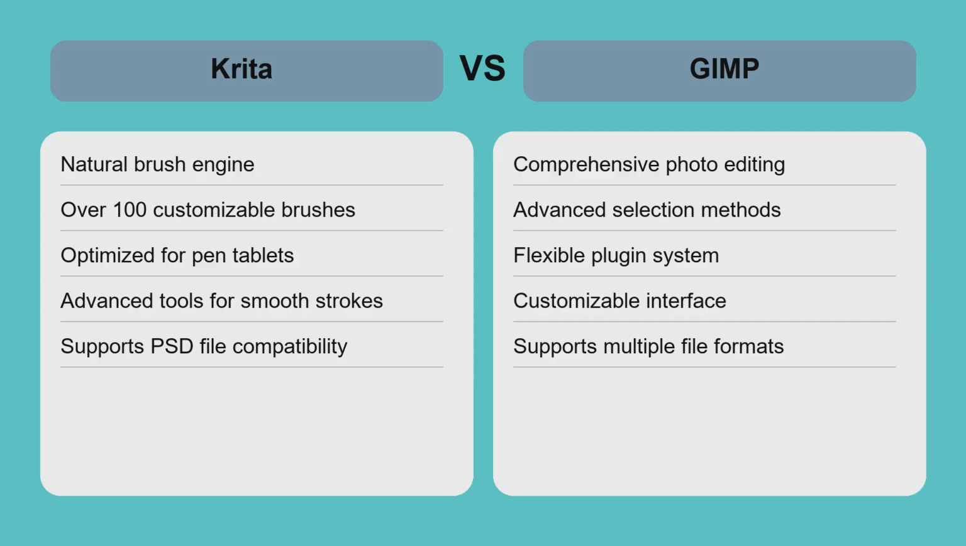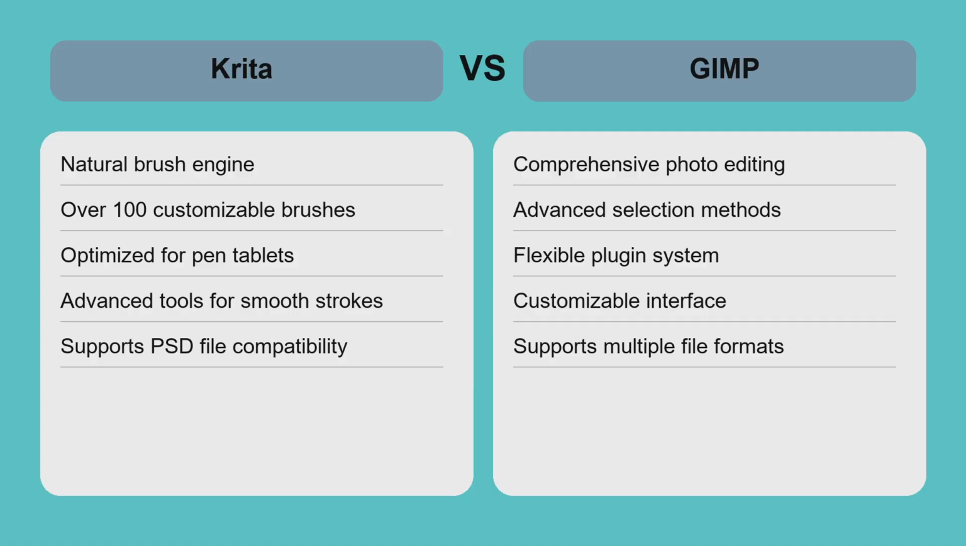For example, a comic artist would prefer Krita for its brush dynamics, while a photographer would benefit more from GIMP's editing capabilities. Both are free and cross-platform, but their strengths cater to different creative disciplines, making the trade-off between painting focus and image editing depth the key factor in choosing.